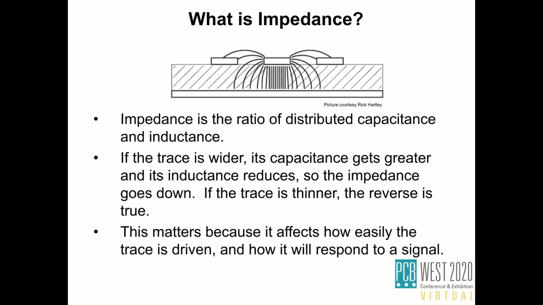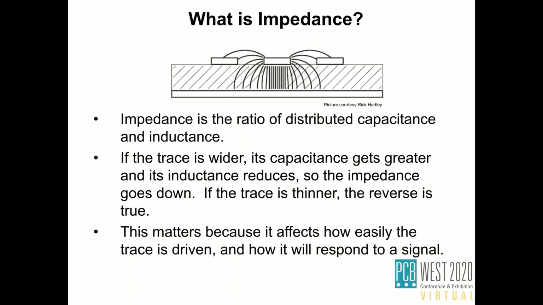Now, this image here is a nice image from Rick Hartley. He gave me permission to use it. It shows the electric fields on a trace, not only from the trace to the ground plane, but also from the trace to other traces, which of course is an issue. If the trace is wider, its capacitance gets greater and its inductance reduces, so the impedance goes down. If the trace is thinner, the reverse is true. This matters because it affects how easily the trace is driven and how it will respond to a signal.